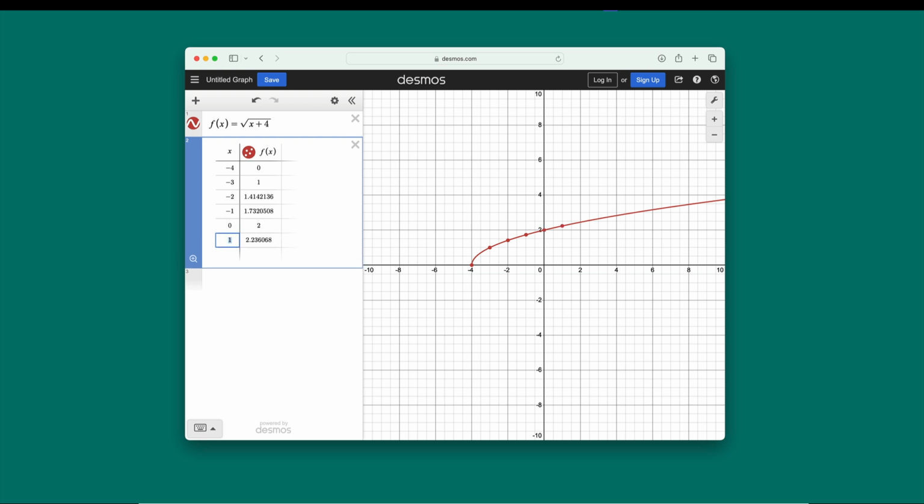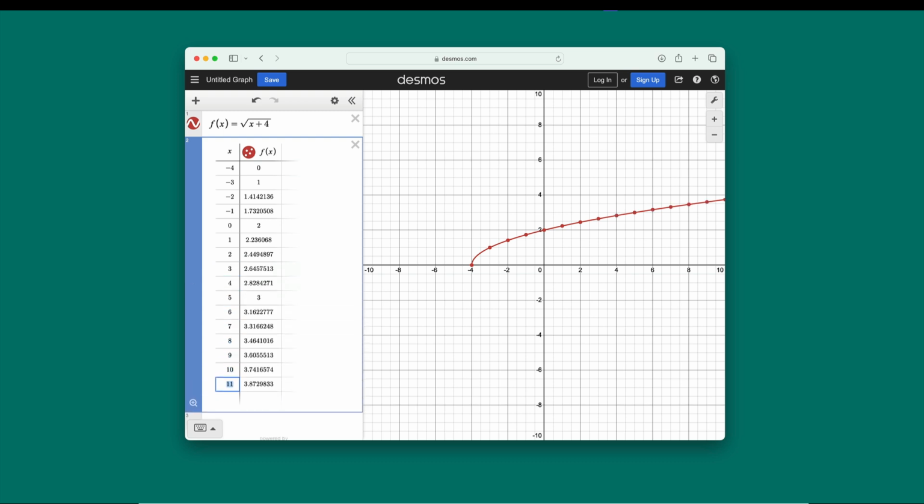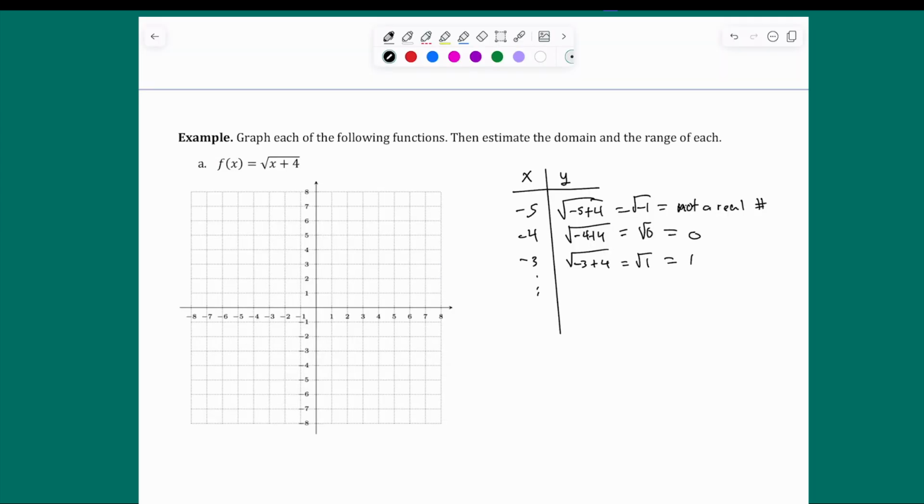Okay, and you can keep on doing this as many times as you want to generate some values. If you notice, I'm looking for all the values that give me nice whole numbers, which makes it easier to plot. So you can see that all the x values that are allowed are basically greater than negative 4. Let me go ahead and plot this real quick.